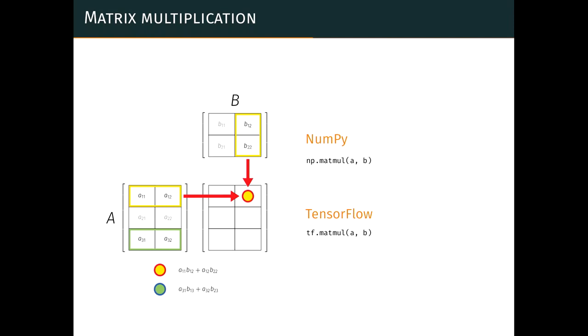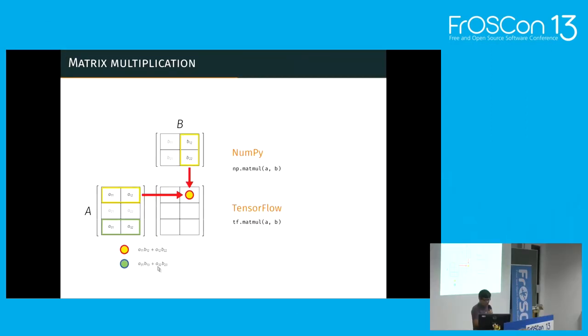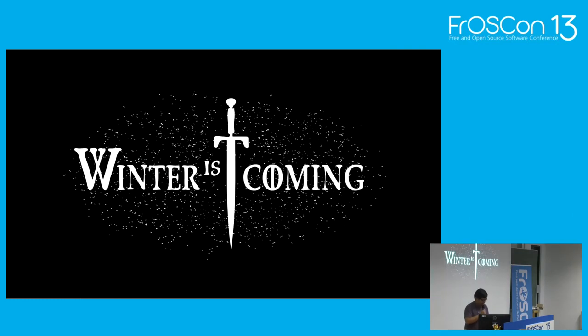Okay, so as we know, matrix multiplication, we go from the row to the column of the second matrix, and then we will get another matrix. This is easy in NumPy and TensorFlow. Okay, so we'll go for some examples.